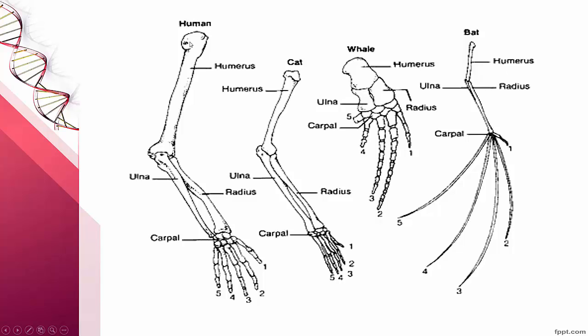So we've got walking upright and being the limb of grabbing. We have a limb for walking. We have a limb for pushing water around, and then we have a limb for flying. So similar structures, different functions.